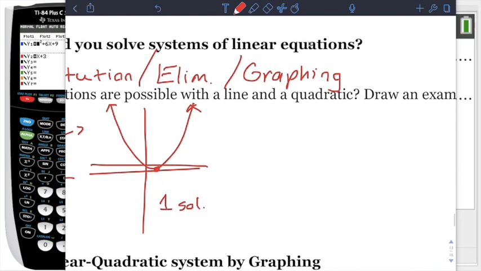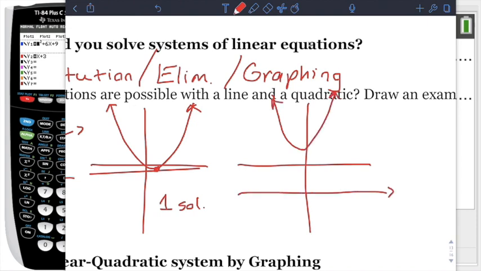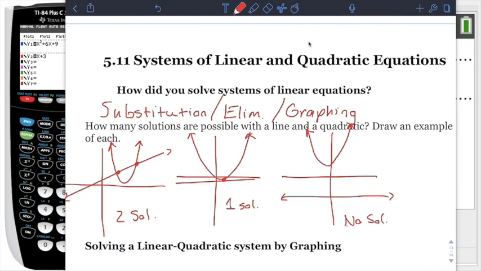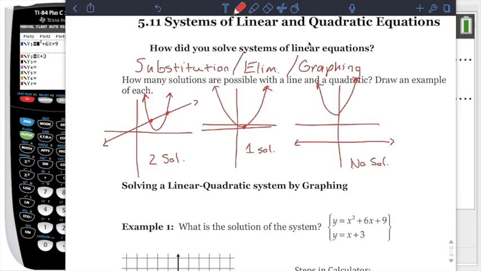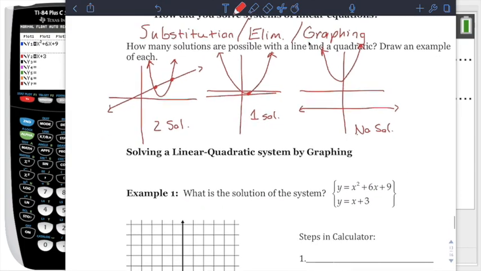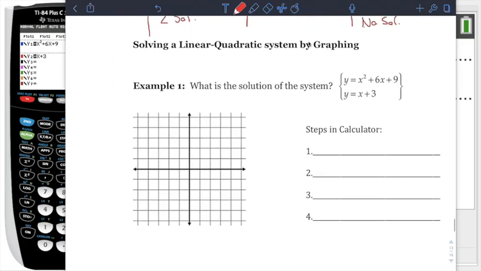And then you can also do an example where your quadratic never actually touches your line right here. And if they never touch, we would say no solution in this case. That's kind of what all the different cases could look like. So we're going to talk about solving those today. The first way will be with graphing.